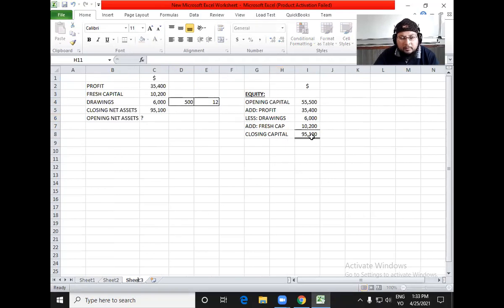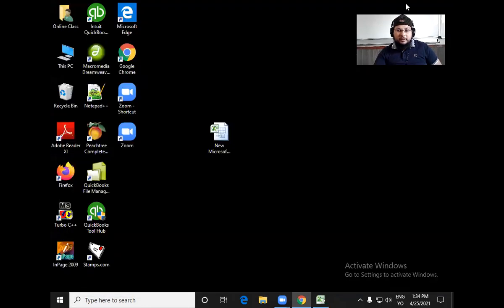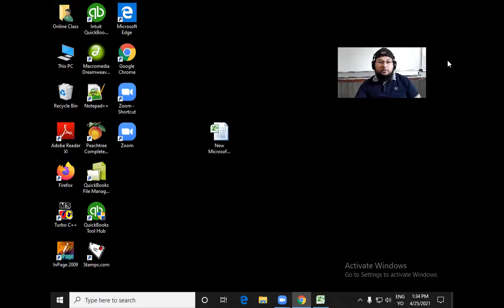But here, the closing capital is given in the question. So when we need to find out the opening capital, we will go reverse order. So you will subtract your fresh capital from closing capital, you will add your drawings into closing capital, and you will subtract your profit from closing capital, and then you arrive at opening capital. So these two questions are extremely important. I would advise you guys to memorize how do we solve this question, because these questions are extremely important from examination point of view.